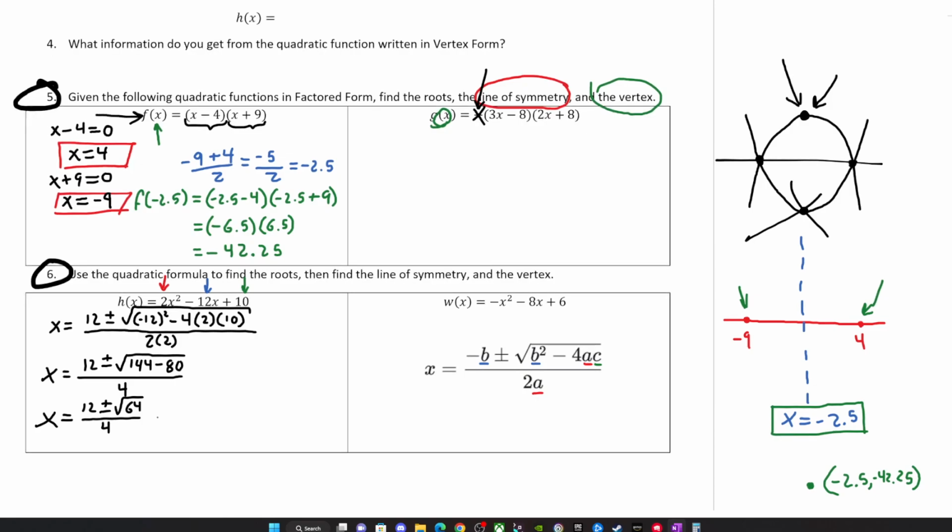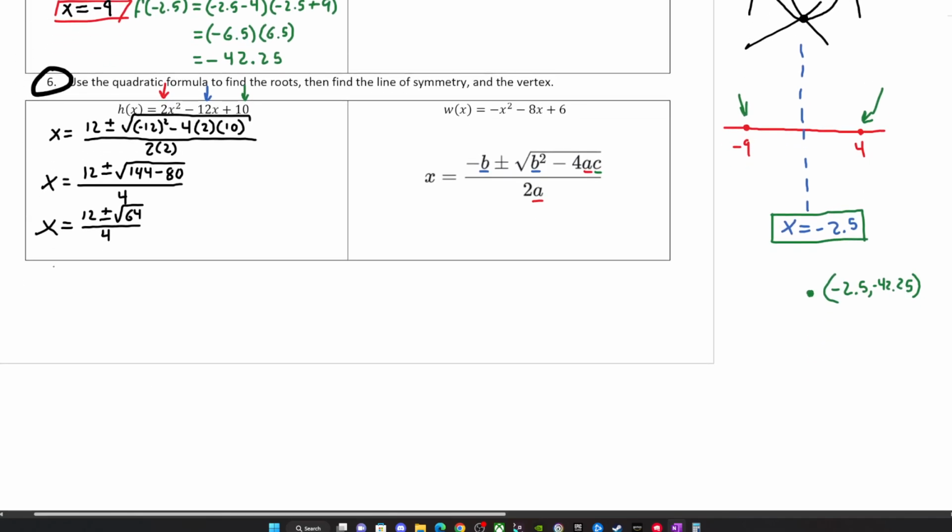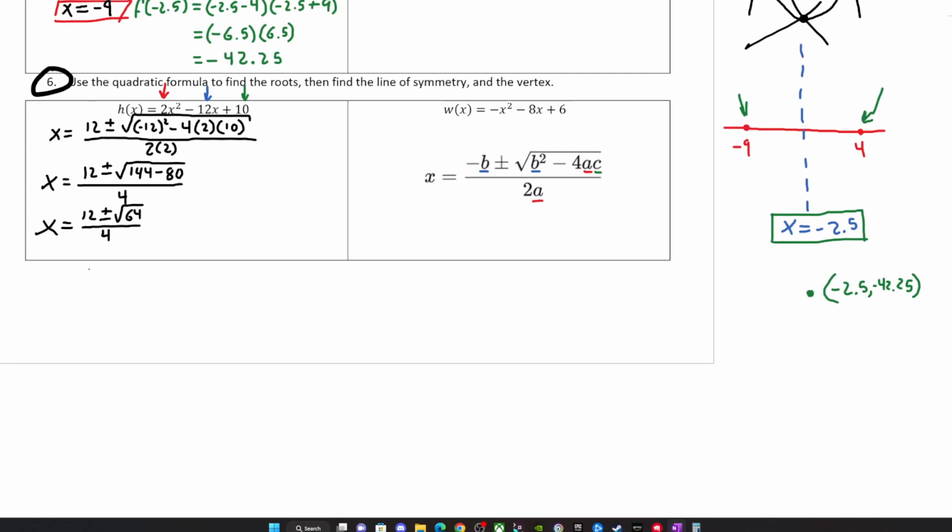Okay. Let me scroll down. Okay, then all of this. The square root of 64, that's a perfect square. That is 8. So I'll get x equals 12 plus or minus 8, all of this divided by 4. Nice. Here's now how I'll get rid of this plus or minus.